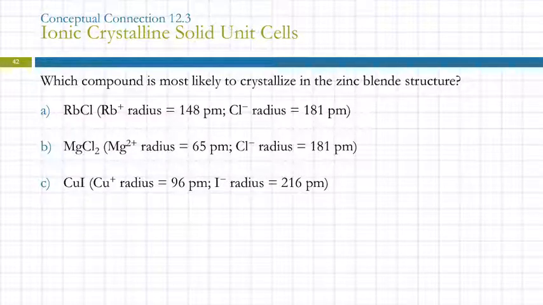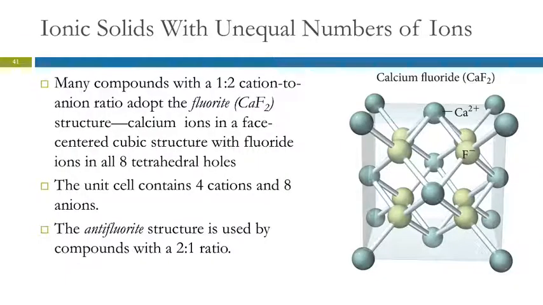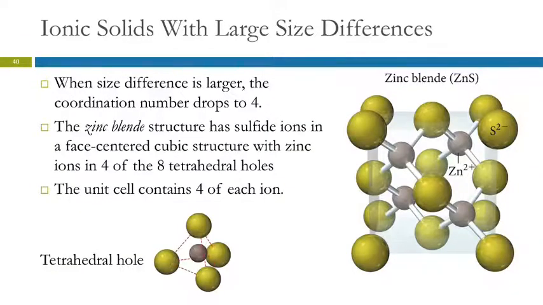So which compound is most likely to crystallize in the zinc blende structure? Well, we've got to remind ourselves, what is the zinc blende structure? Because we just heard about it, right? So that's fluorite. This is zinc blende. So in the zinc blende, we have a 1 to 1 ratio, 1 cation to 1 anion, and we have a large size difference. So that's the sort of thing that's going to tell us what structure to predict. We are only covering a couple of the different structures. There's a whole lot more. And it's a very interesting field, but we're just going to scratch the surface.